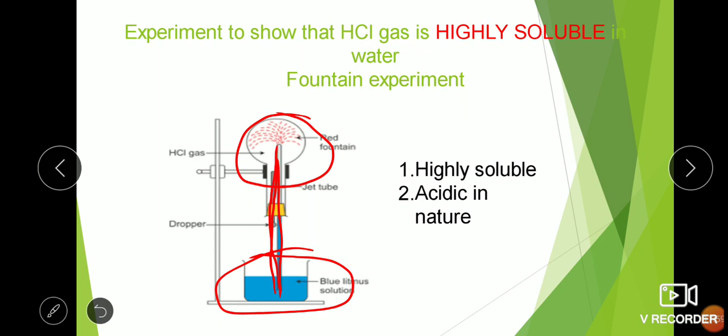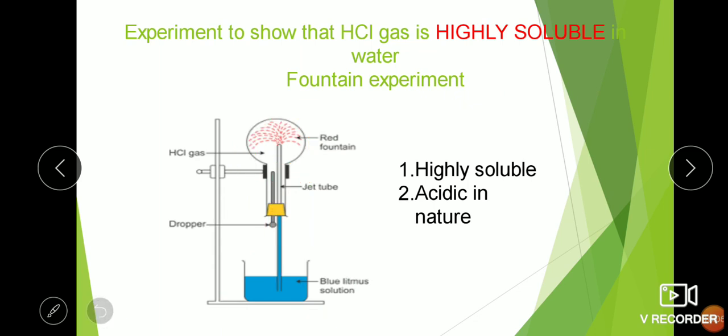This blue litmus, when it is coming out from the jet tube, will be red in color, because we have learnt earlier also that red litmus turns blue in basic solution and blue litmus turns red in acidic solution.